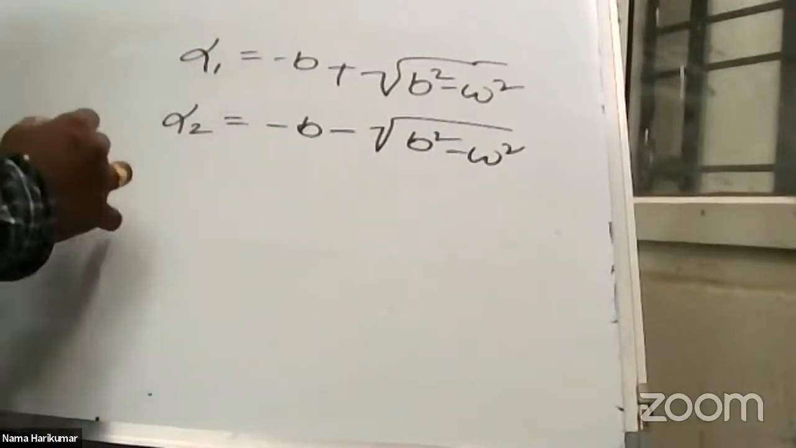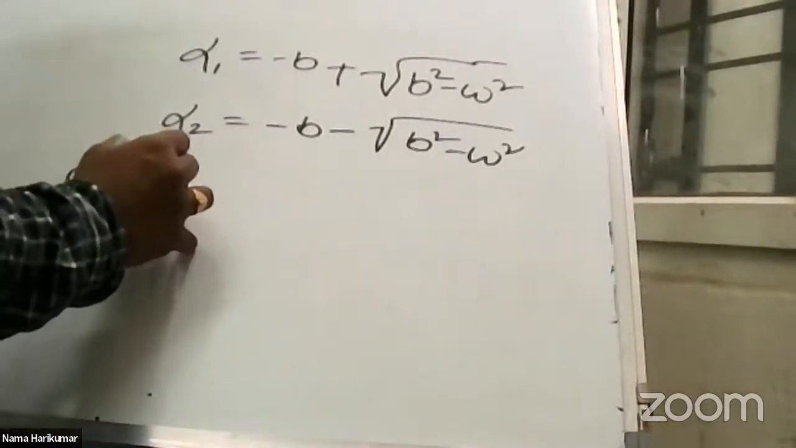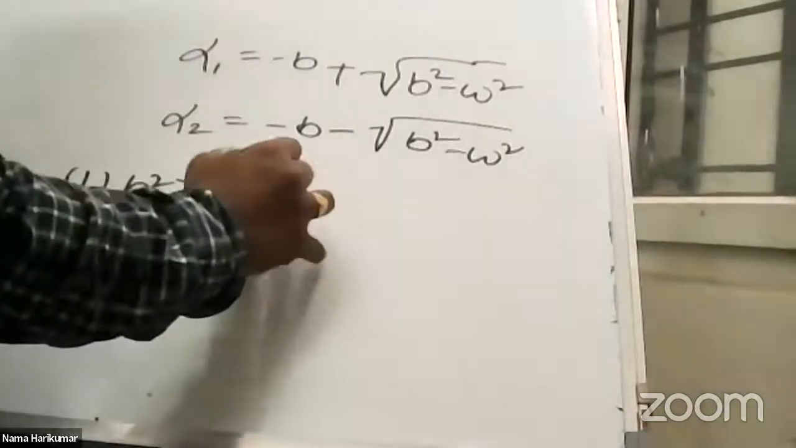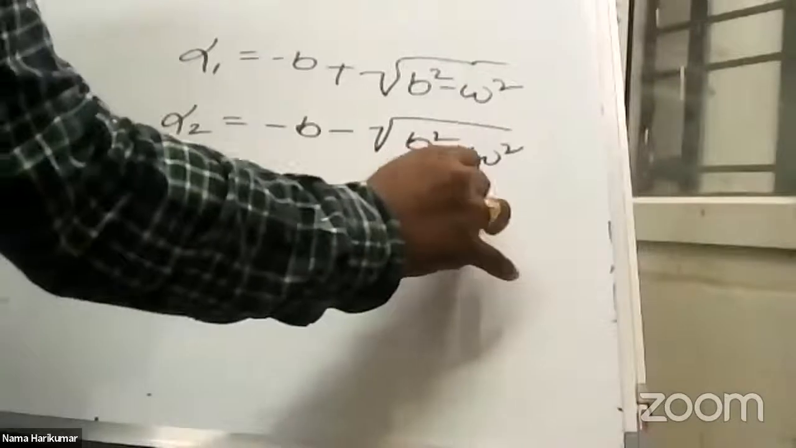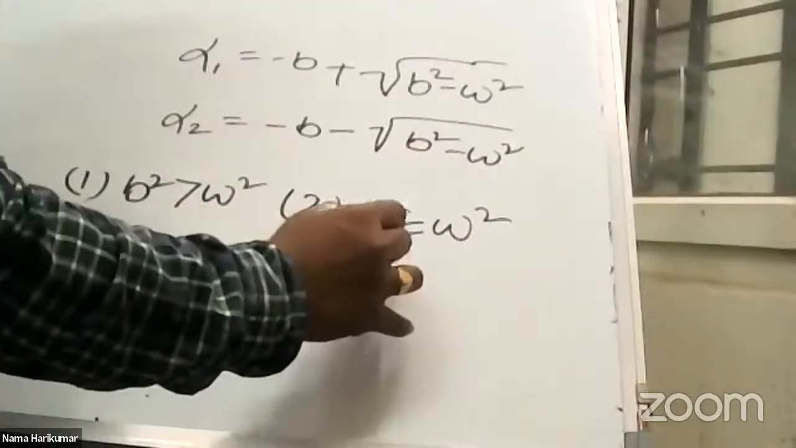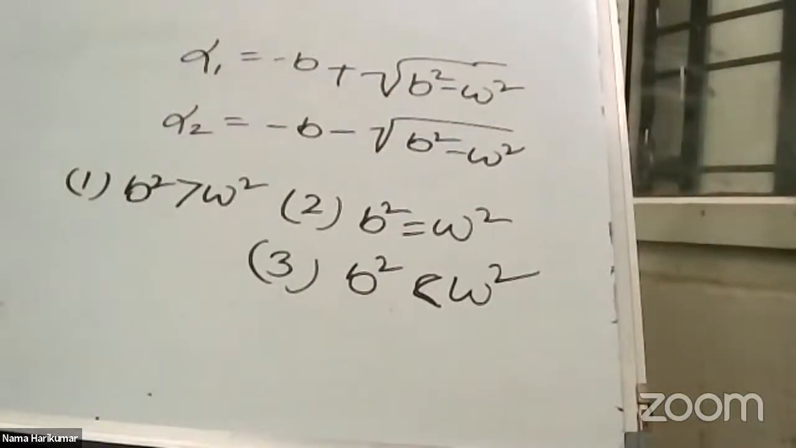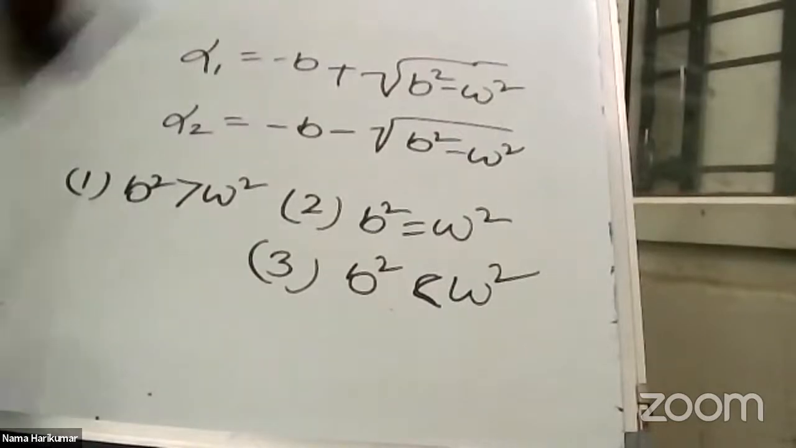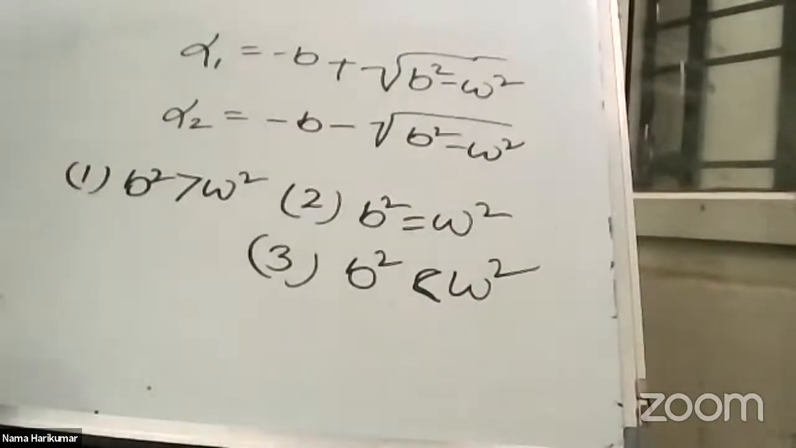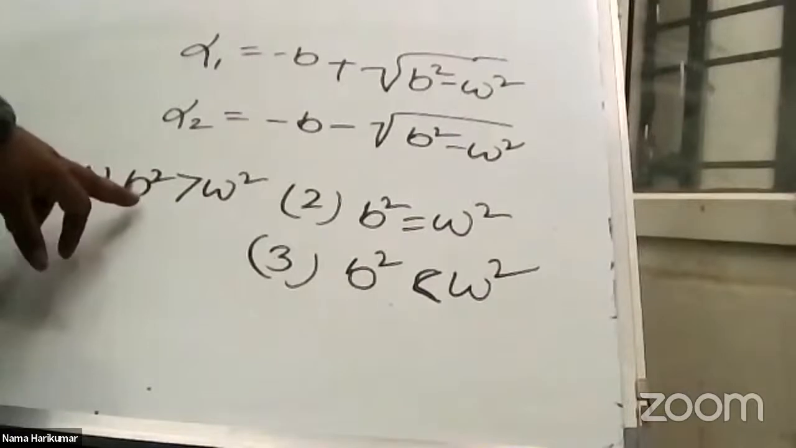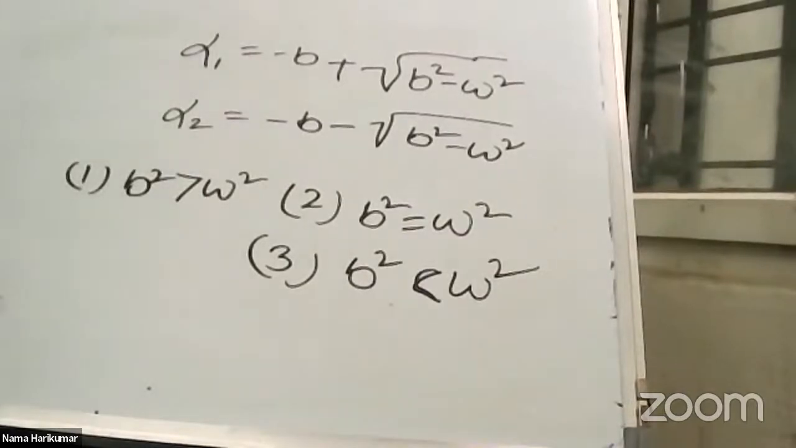The first condition is b square greater than omega square. The second condition is b square equal to omega square. The third condition is b square less than omega square. Three conditions we have to apply. You see that one is a long question. It is clear. So b square greater than omega square, b square less than omega square, b square equal to omega square. These are the three conditions we have to write.